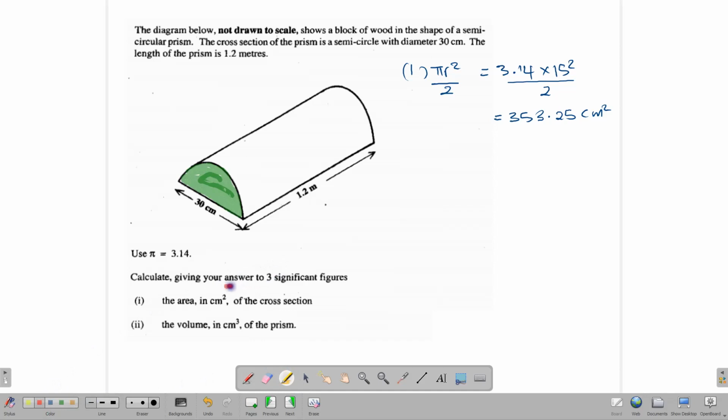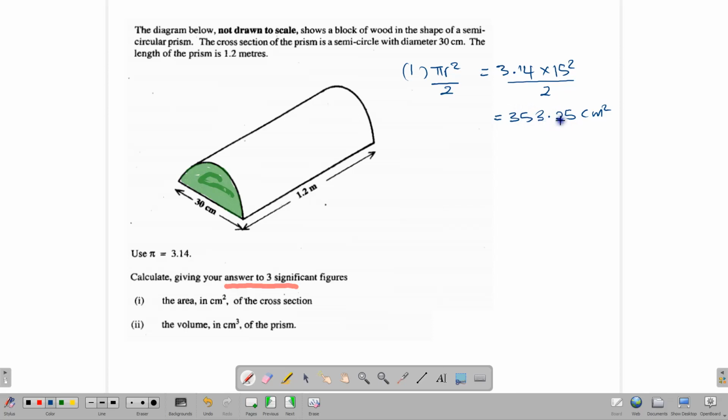But notice that our question had said something important, and you have to make sure that you pay attention to these things when you're doing your questions. We are supposed to answer correct to 3 significant figures. Now notice that there are 5 digits in this answer, and significant figures are counted from the front of the number. So we are going to count 1, 2, 3 and decide what to do with the rest of it.